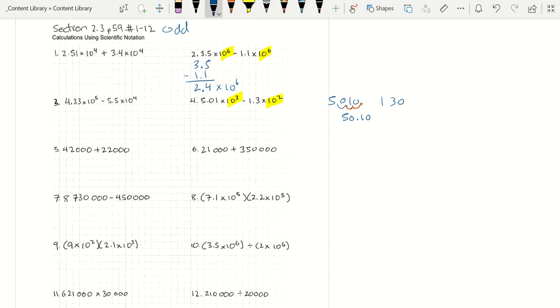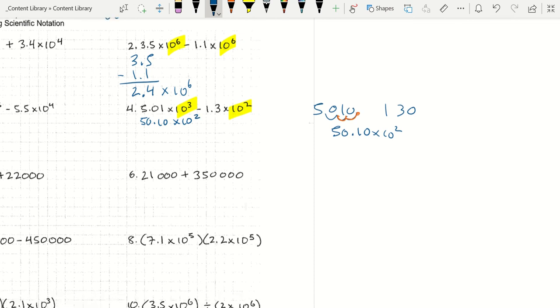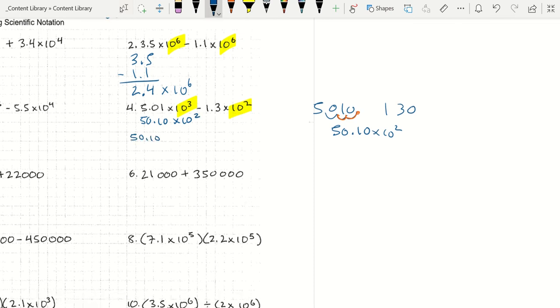So we want to make these numbers the same. What I did was I expanded it out. So this number here, 5.01 times 10 to the 3, is 5,010. I want this to be to the 2, so I move it over 1, 2, times 10 to the 2. Now I can rewrite this as 50.10 times 10 to the 2. I'll zoom in a little bit. So now we can take 50.10 minus 1.3, and then we do the subtraction.